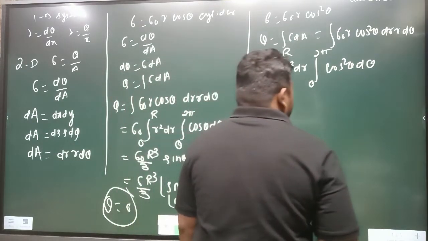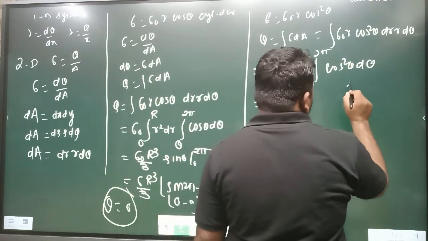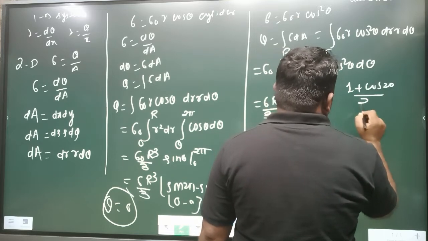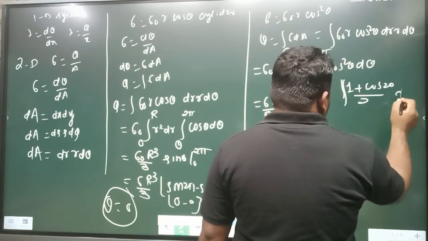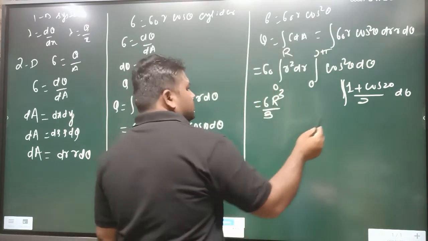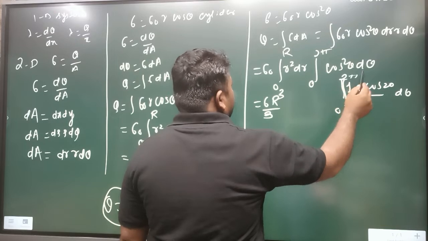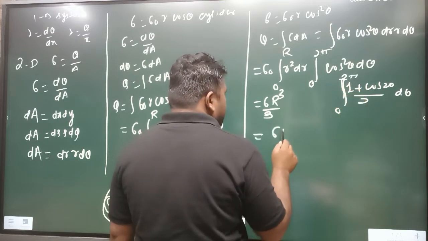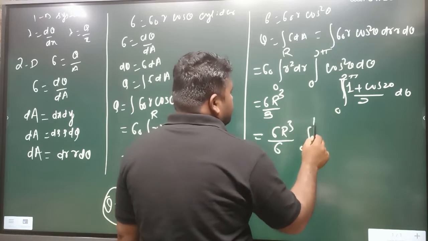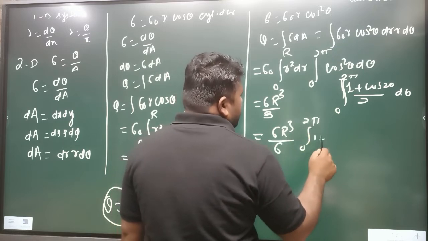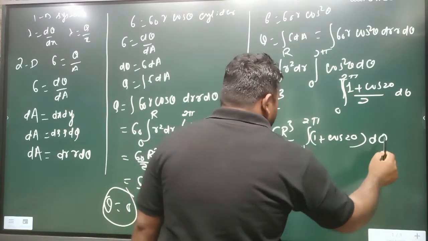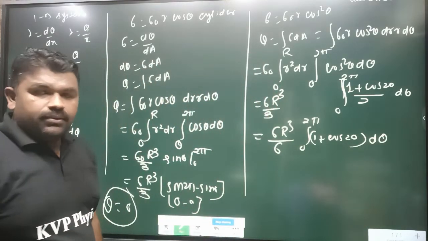How to solve the integration of cos square theta? Cos square theta can be written as 1 plus cos 2 theta upon 2, integration with d theta. 1 by 2 we can take common out. Then sigma r to the power 3 upon 3 into 2, which is 6, integration 0 to 2 pi of 1 plus cos 2 theta d theta.